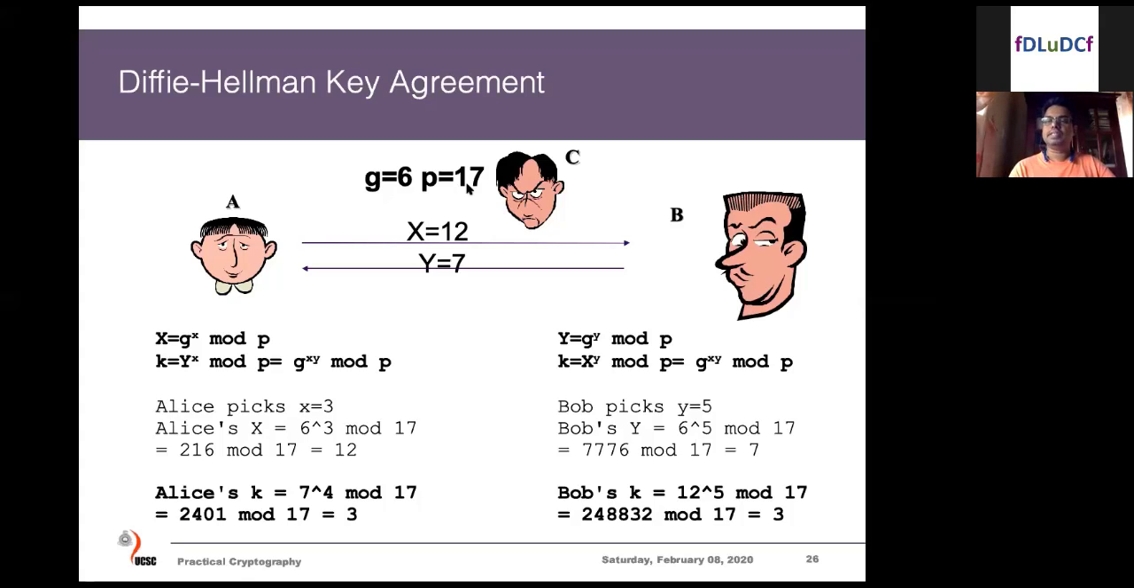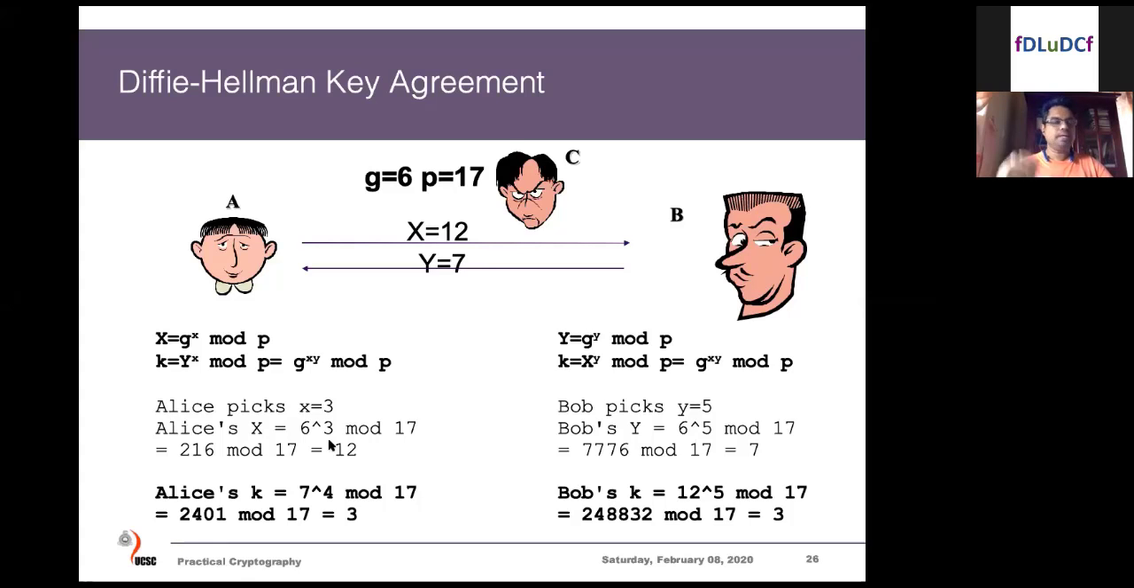The strength of this protocol depends on the attacker C, or attacker Charles, or whoever C is, looking for the private keys. He should not be able to find them out. For example, by getting 12, he should not be able to find out this 3. So that is the secret, the strength of the algorithm.